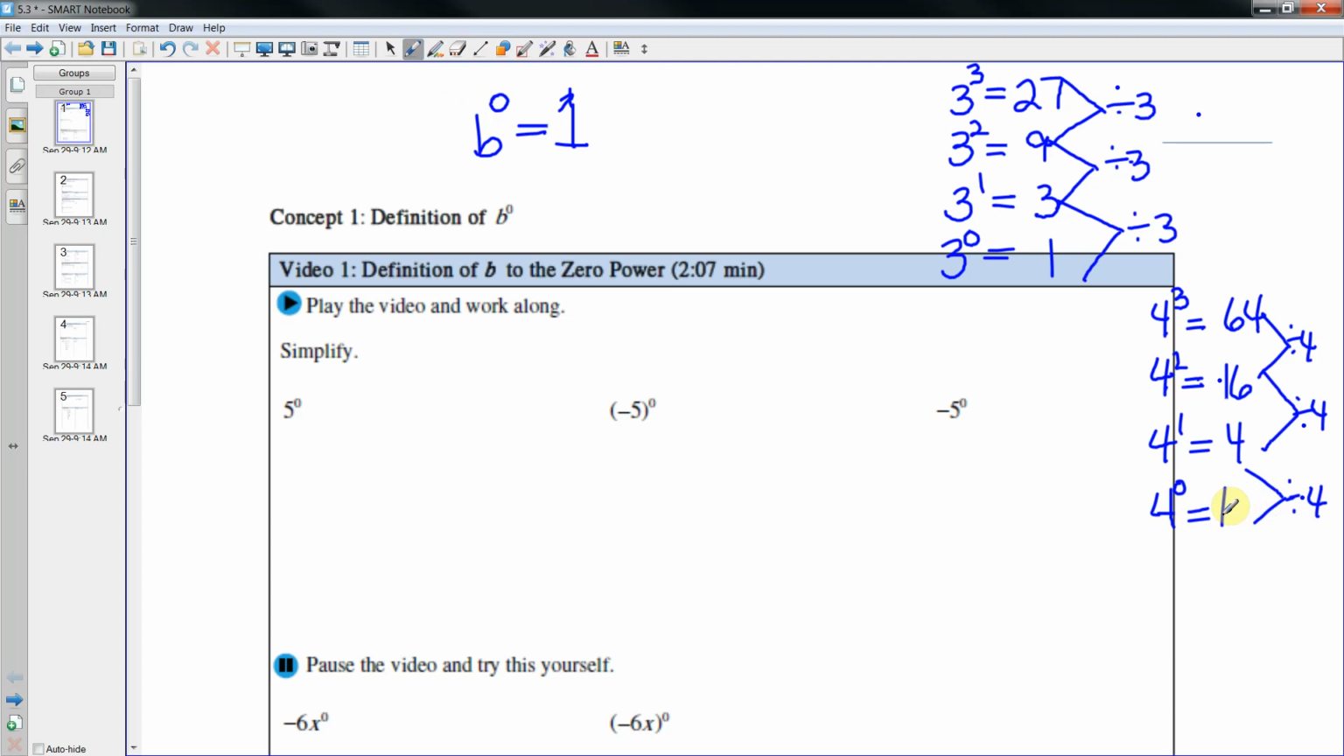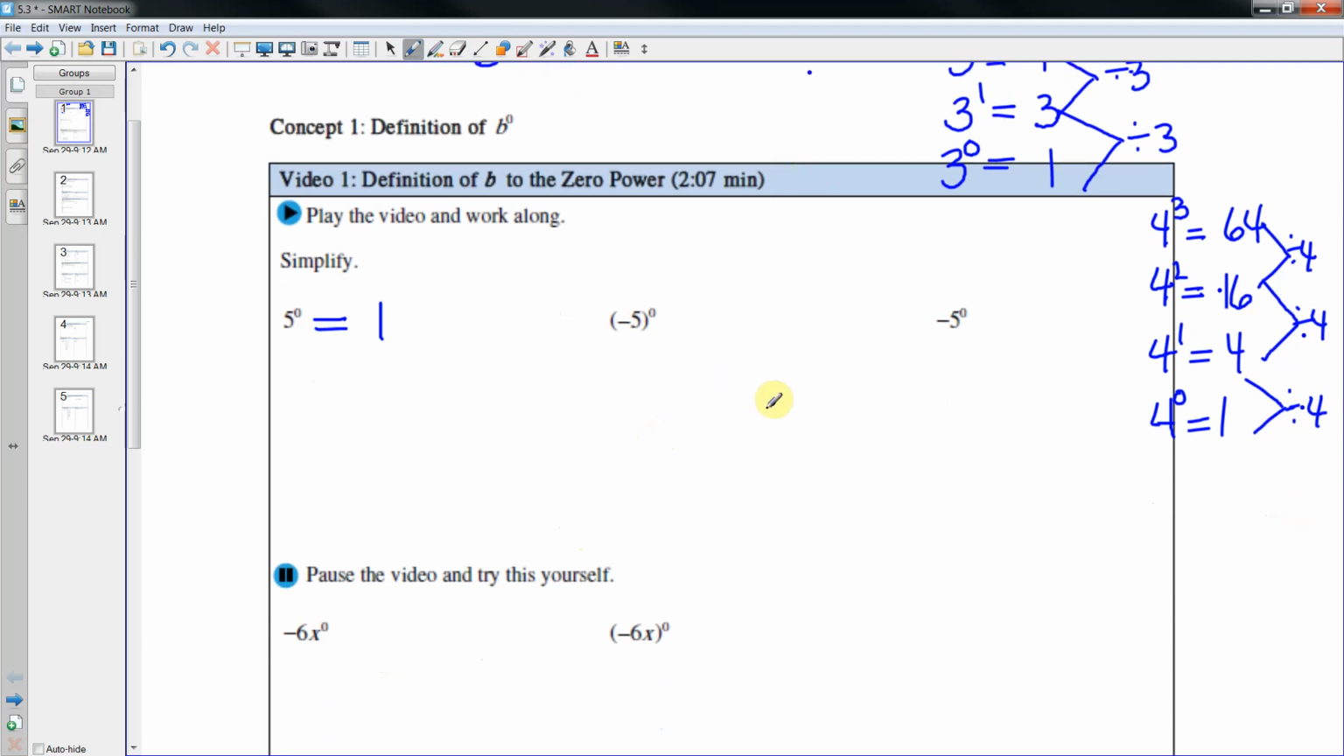Alright, so let's look at some examples. 5 to the 0 power is equal to 1. Negative 5 in parentheses. In the last section we talked about having parentheses, and anything in the parentheses is raised to the power that's on the outside of the parentheses. So the negative is raised as well. So anything raised to the 0 power equals 1.